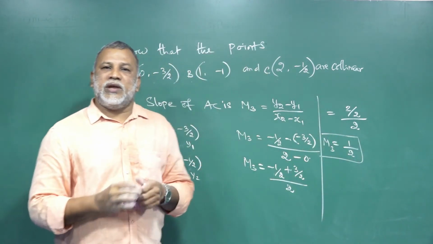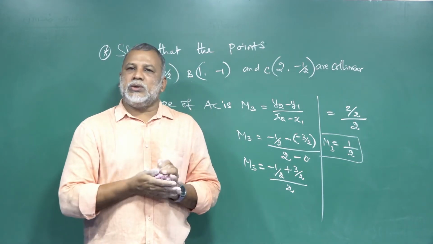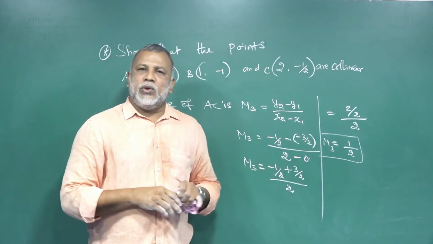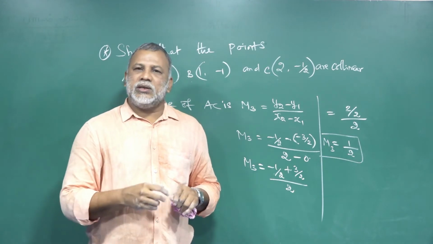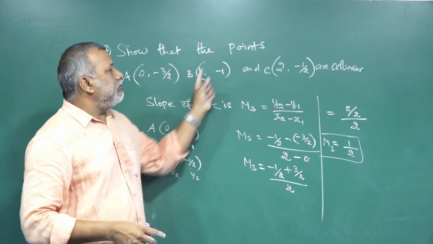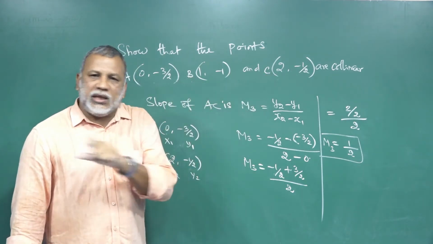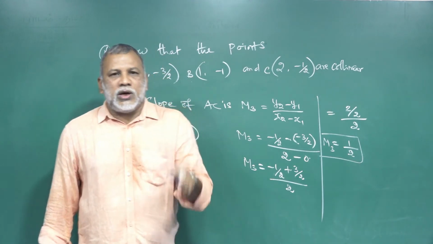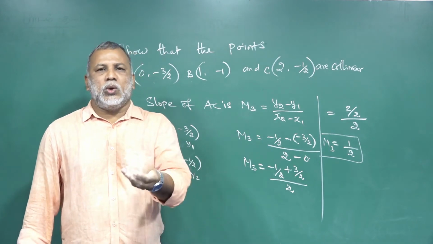We already worked out the value of M1, that is also 1 by 2. Then M2, that is also 1 by 2. Here we are getting M3, that is slope number 3, again 1 by 2. We needed two slopes only. Just for your clarification, you take any two points, AB, BC, or AC also. All these slopes must be equal. Then we are able to say the conclusion. If the slopes are equal, then the given three points are said to be collinear.